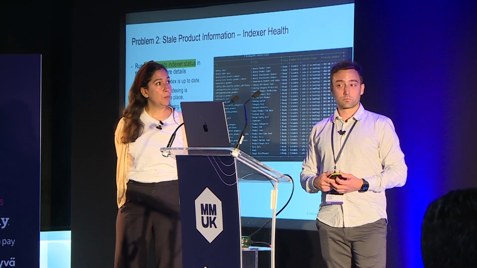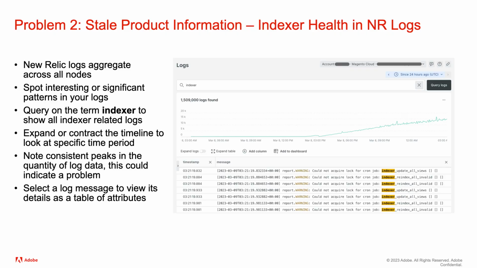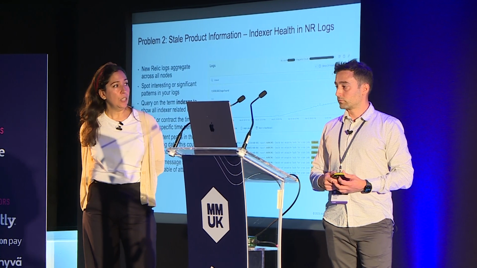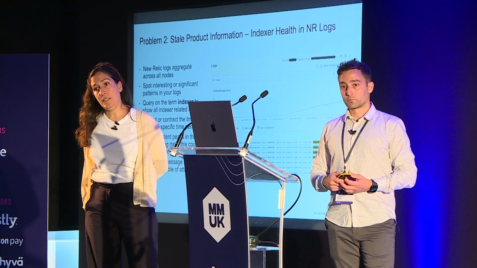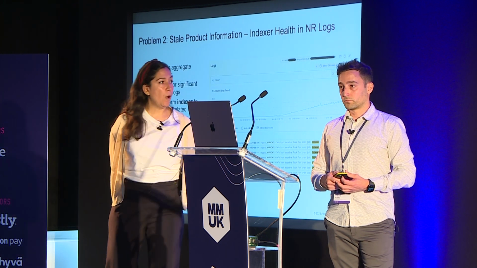One more trick, if we move forward, would be to use the New Relic logs. We use them a lot because it's a great way to see the health of your indexers, and especially useful when you have many nodes in a merchant, because it will aggregate all the information in one place, and you can query, for example here, the example indexer, to show all the indexer-related logs from all the nodes, so you don't have to go one by one.